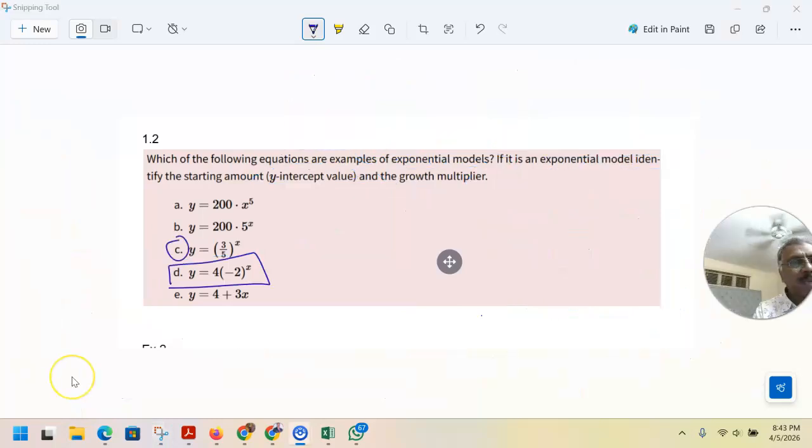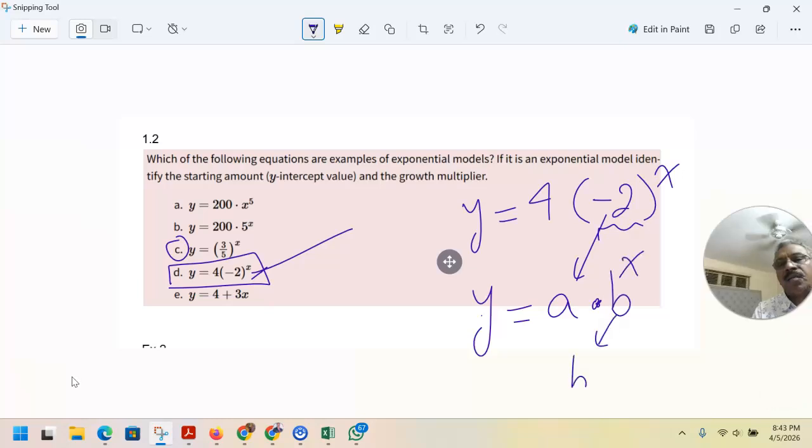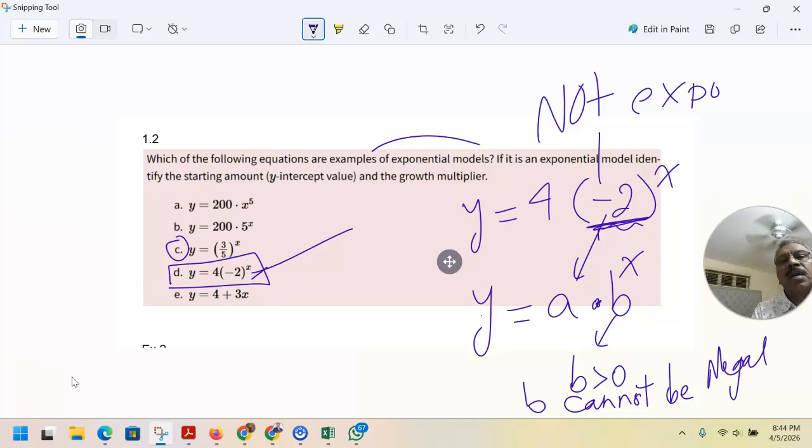Okay, next one. D: if you see here, y is 4, and the number in the parenthesis is -2. Remember, when you compare with the exponential equation, b raised to x, the main condition is that b has to be greater than 0. b cannot be negative. Because b is negative, this is not an exponential equation, or not an exponential model. Okay. And the last one is a line.